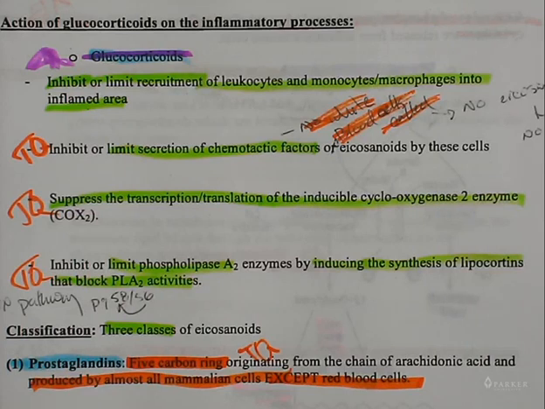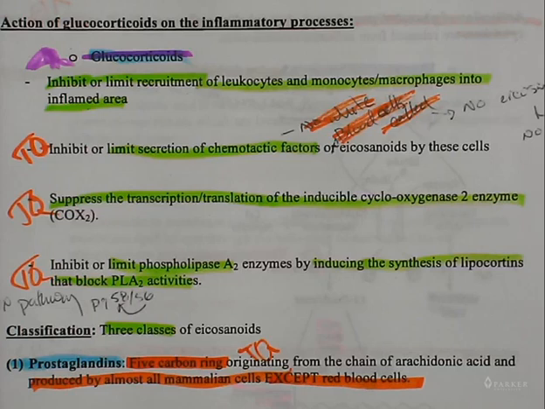Corticosteroids inhibit phospholipase A2 by inducing the synthesis of lipocortins that block PLA2 activities. They stop phospholipase A2. If they stop phospholipase A2, you get no free arachidonic acid, you get no eicosanoids, you get no inflammation, no pain. They suppress the transcription and translation of COX-2 enzyme. We're going to talk about that guy. COX-2 produces prostaglandins and thromboxanes. If you can't produce prostaglandins or thromboxanes, no inflammation, no pain.